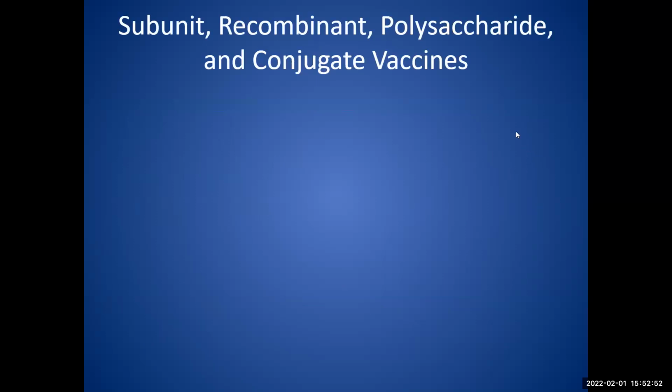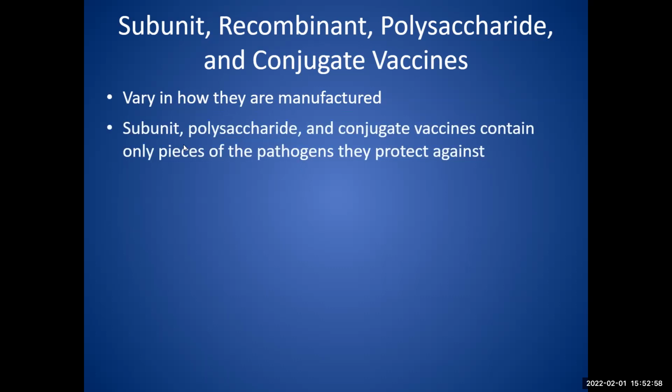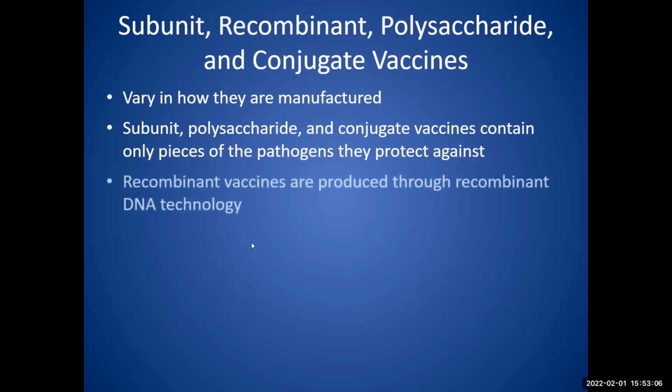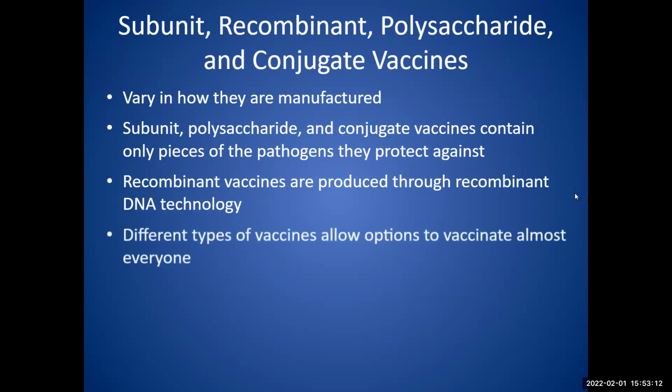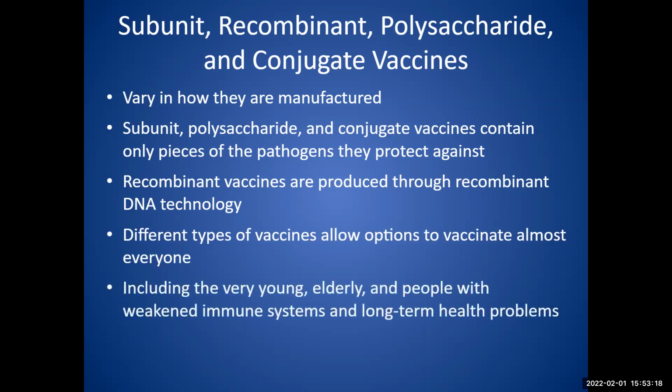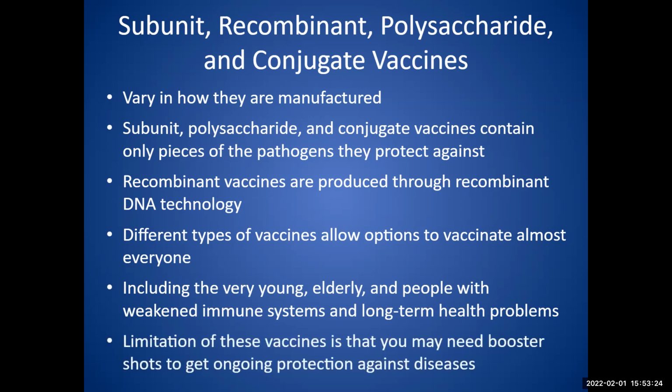Subunit, recombinant, polysaccharide, and conjugate vaccines. These all vary in the manufacturing. The subunit, polysaccharide, and conjugate vaccines contain only pieces of the pathogen that they're protecting against. Recombinant vaccines are produced through recombinant DNA technology. And these different types of vaccines allow the options to vaccinate almost everyone, including young, elderly, people with weakened immune systems, and long-term health problems. The limitation of these vaccines is that you need a booster shot to get ongoing protection against the diseases, so to re-stimulate antibody production.